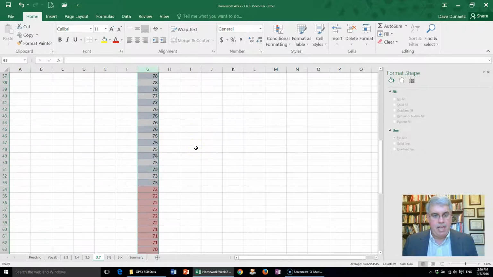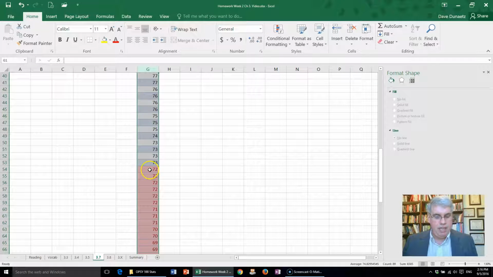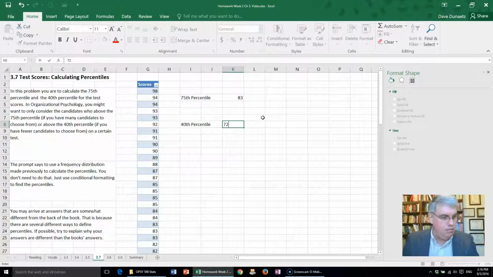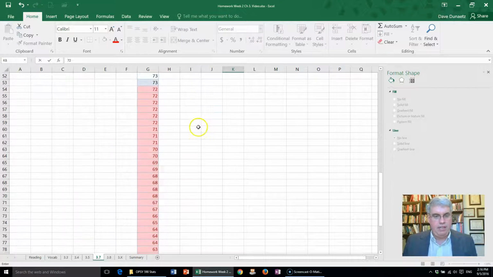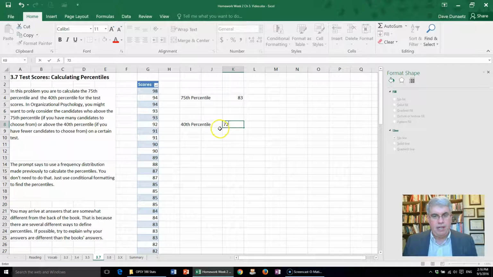And we go down and look, and it says 72 or 73 will be the 40th percentile. There's a lot of 72s there, so we can say the 40th percentile is 72. The textbook says 72.7. That probably occurred because the cutoff point was between 72 and 73, and they calculated based on the number of 72s and the number of 73s that were there. So that's how we can calculate the percentiles using conditional formatting.